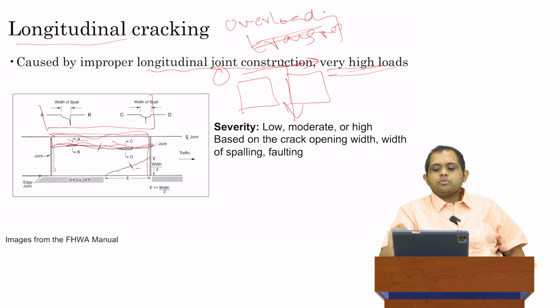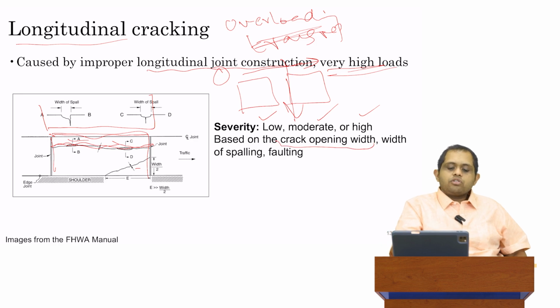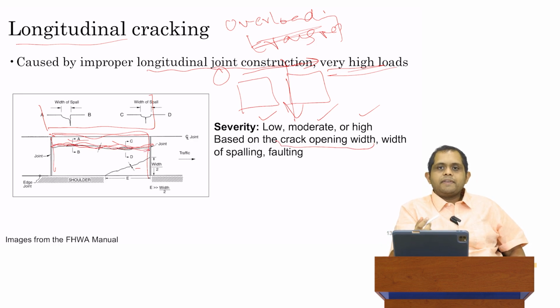Again, like the other cases we saw, we can have low, moderate, and high severity longitudinal cracking. But how do we decide whether we have low severity or high severity cracking? It depends on three factors. It depends on the crack opening width. So for example, if we have the crack over here, how wide is the crack? That's one issue, because the wider the crack is, the more of a bump the driver is going to feel, the more uncomfortable it will be, and therefore the lower the pavement condition.